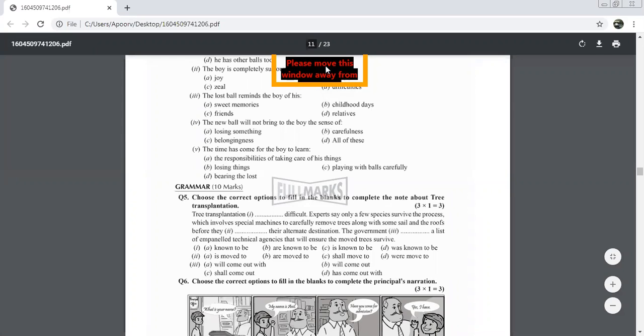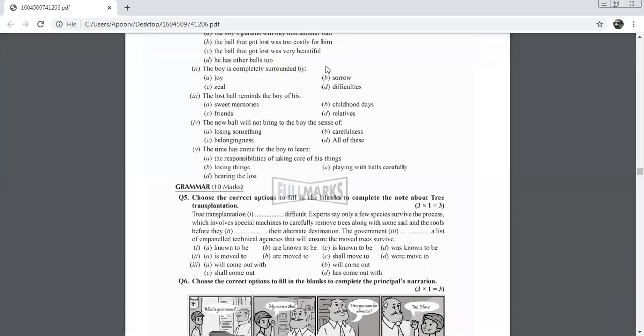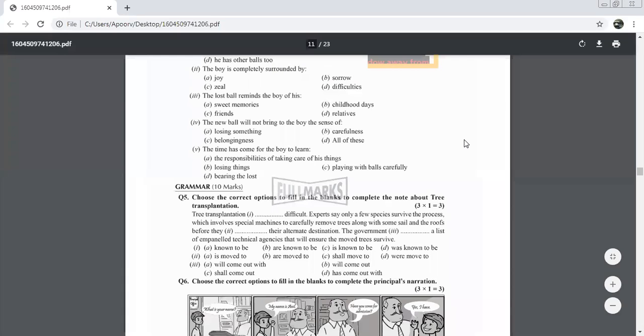It's very clearly mentioned in the passage. It involves special machines. It is nowhere mentioned that it will involve. So what is the correct answer? Which one, beta? Come on, tell me quickly. Option D.